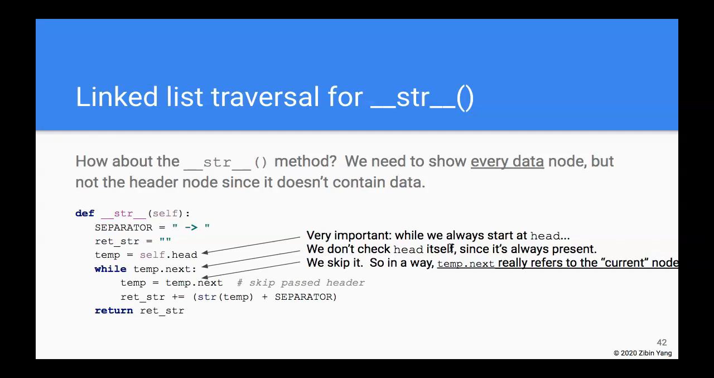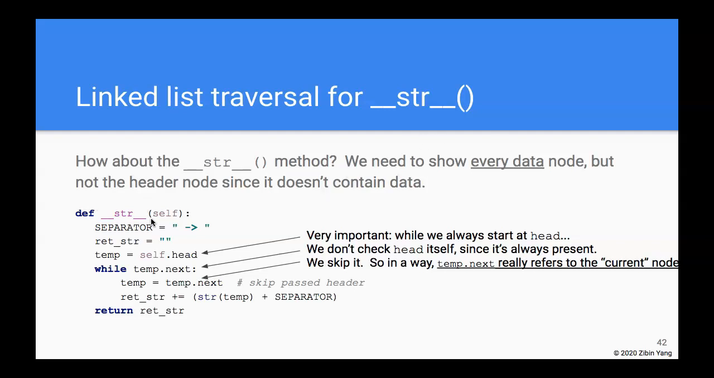So now let's try to write the dunder string method. And remember the purpose for the dunder string method, at least for the linked list that will eventually hold all the data, is that it will show all the data that's in the linked list. So that means it should show every node except the head node, because it doesn't contain any data.